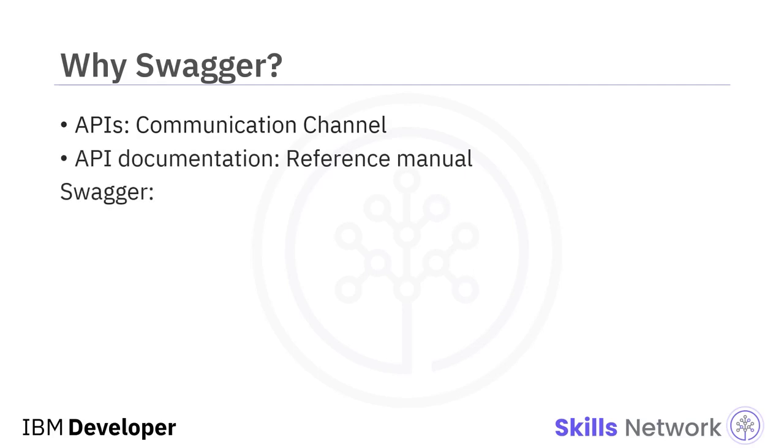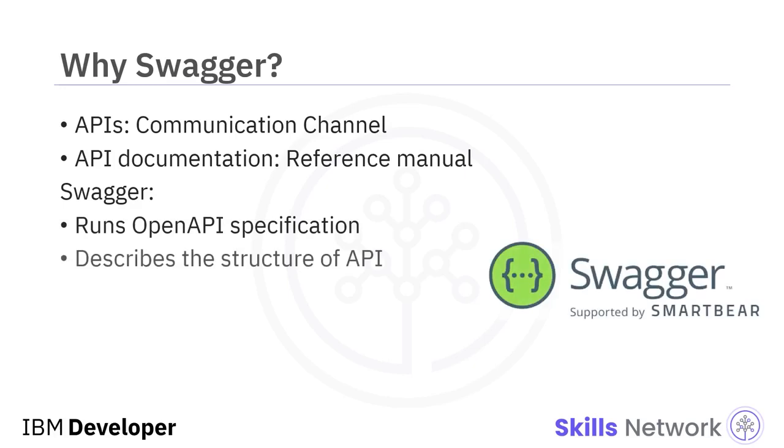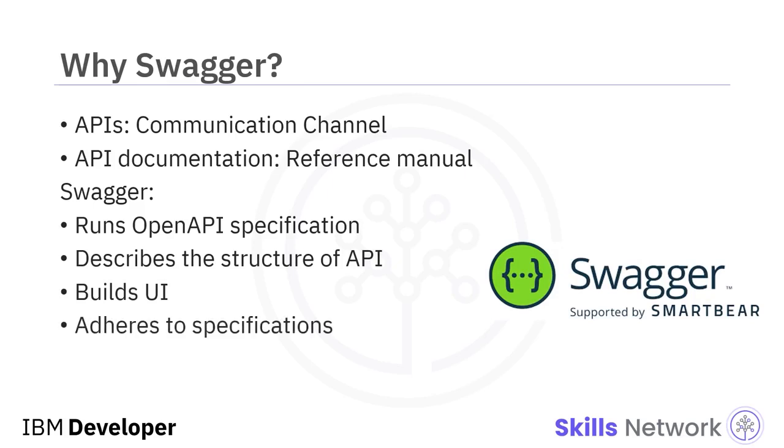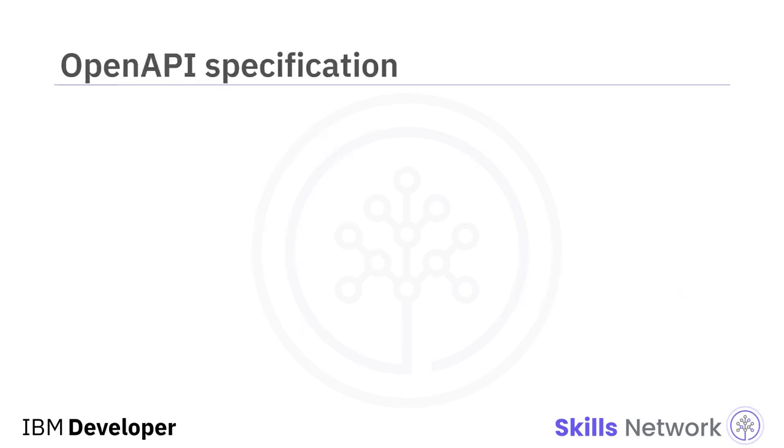Swagger saves time writing API documentation by running through the OpenAPI specification to ensure you meet the guidelines. Swagger allows you to describe the structure of your APIs so that machines can read them. With the API's structure, Swagger automatically builds engaging UI and interactive API documentation. This structure is defined in a JSON or YAML file that adheres to OpenAPI specifications. Now, initially, APIs were not meant for self-service consumption.